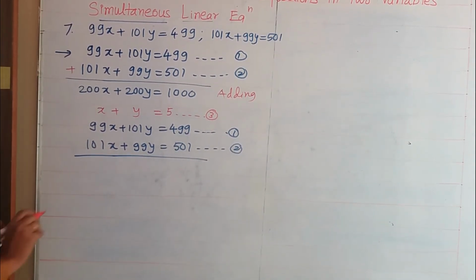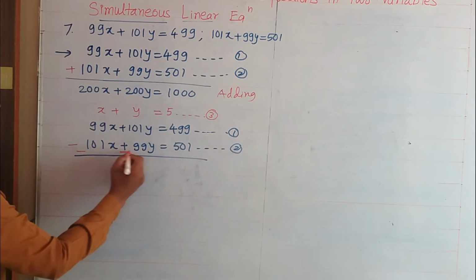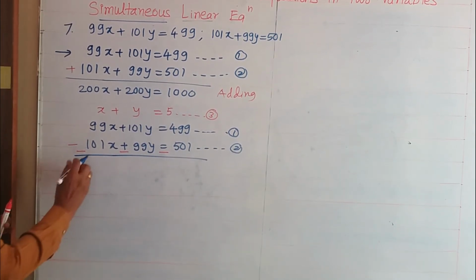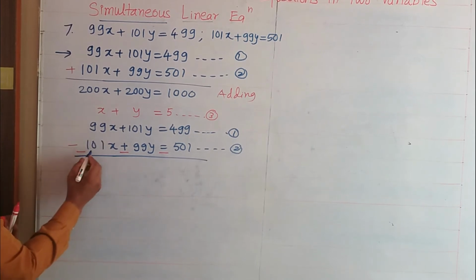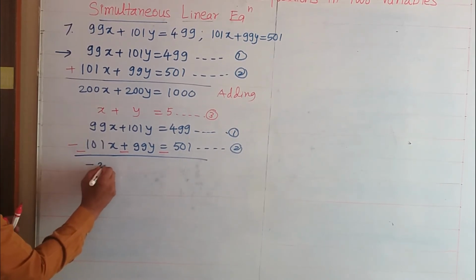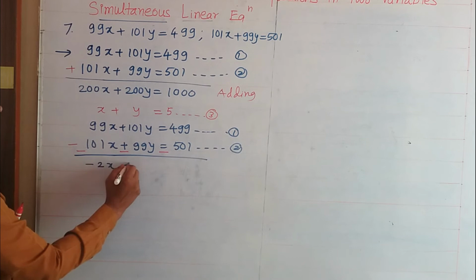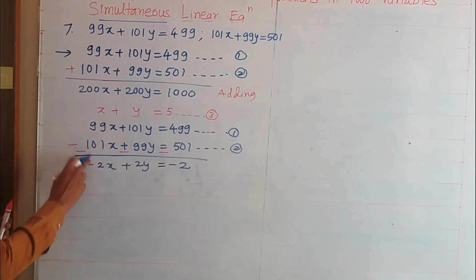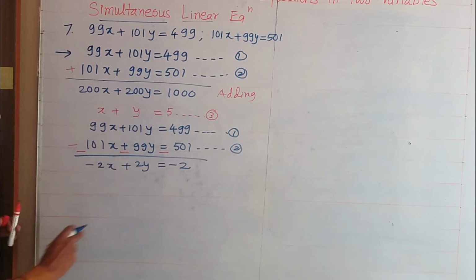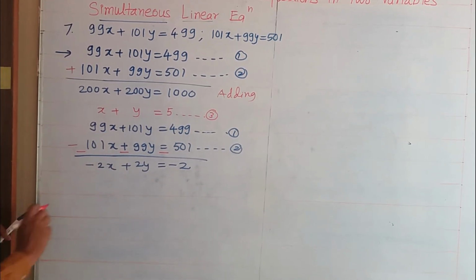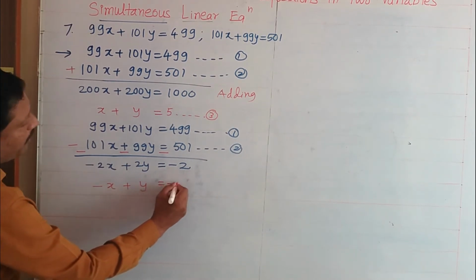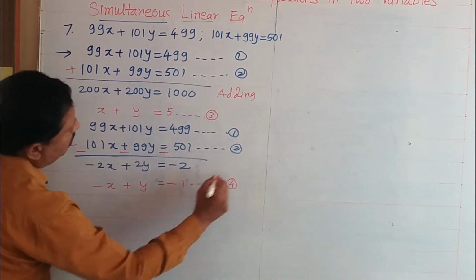While subtracting we know that we change the sign here, and 99 minus 101 will be minus 2x, this will be plus 2y, and this will be minus 2. These terms are in the multiple of 2, so by dividing 2 on both sides we get here minus x plus y is equal to minus 1, equation number 4.